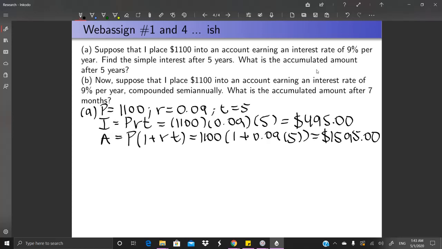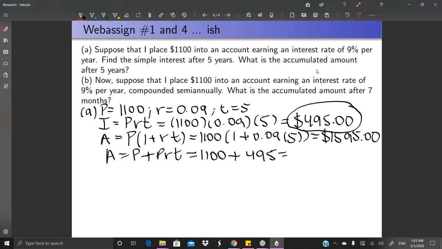Another way to do this is we could have just said A is equal to P plus PRT. Same exact thing. That gives us 1,100 plus the interest we found over here, so we can just add the $495 to it, and it gives us $1,595 again. At the end of the day, it doesn't really matter. It's the same formula. So that answers part A.